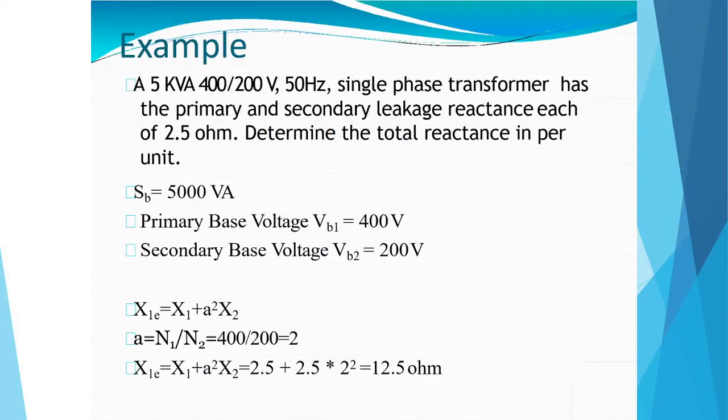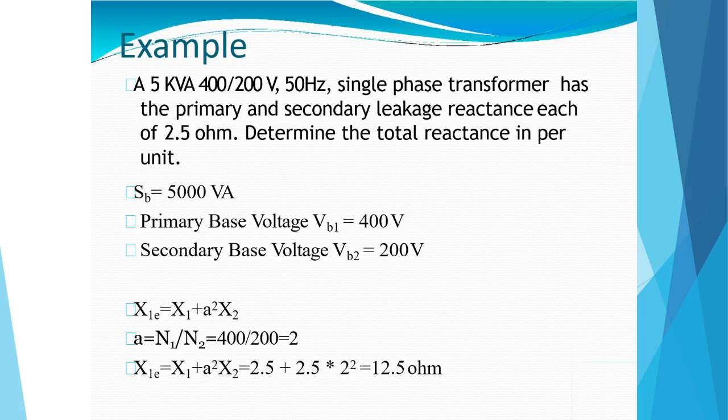A 5 kVA, 400 by 200 volts, 50 hertz single phase transformer has primary and secondary leakage reactance each of 2.5 ohms. Determine the total reactance in per unit. SB is given as 5000 volt ampere. Primary base voltage VB1 is 400 volts. Secondary base voltage VB2 is 200 volts.